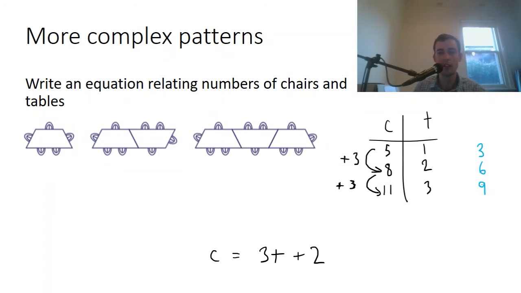All right. And you can see how this works in the real picture as well. If I didn't have these 2 chairs on the end at all, then that would just be 3t. Number of chairs is 3 times the number of tables. That would be simple. But I've got these 2 chairs on the end, and that's what's causing the problem. So you have to actually add 2 chairs. Okay.